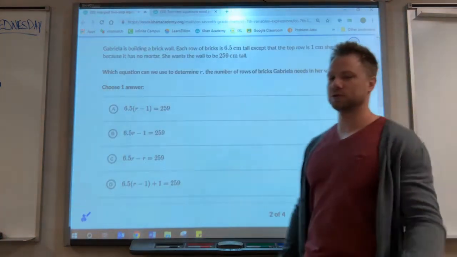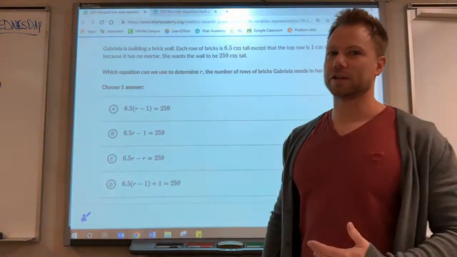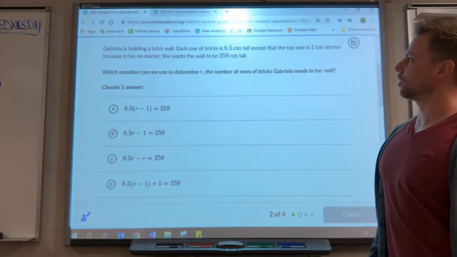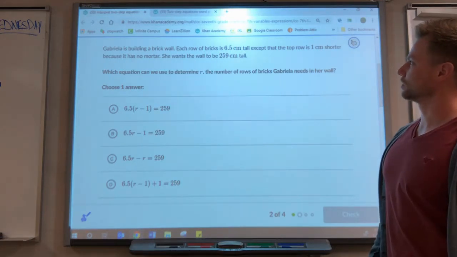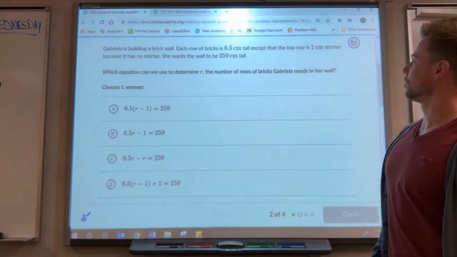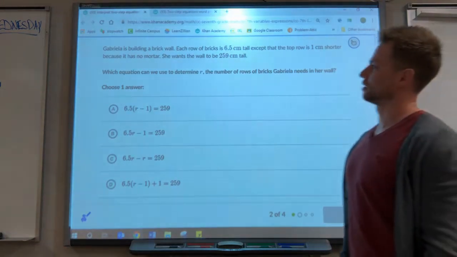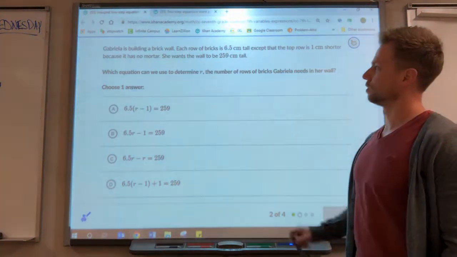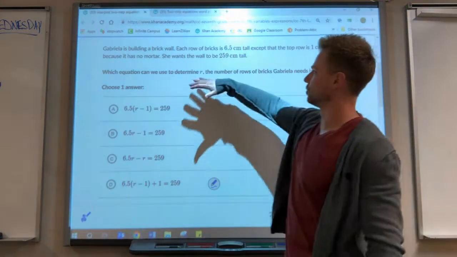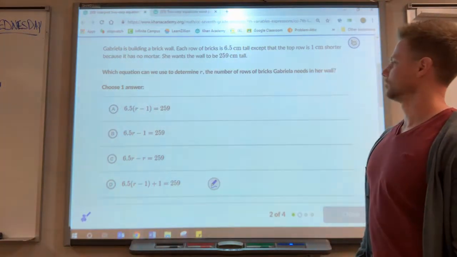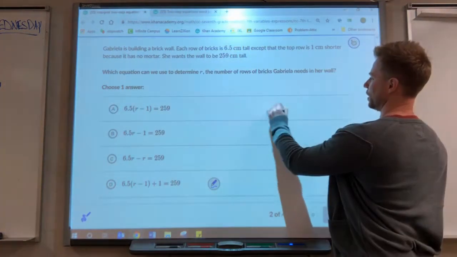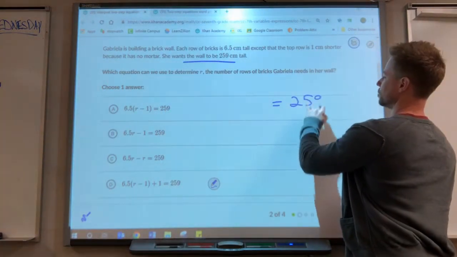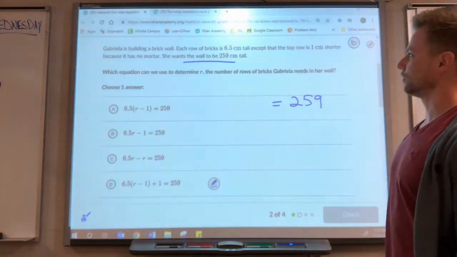Okay, so a lot of these problems you just have to read through and try and make logical sense out of what's happening, what makes sense. All right, Gabriella is building a brick wall. Each row of bricks is 6.5 centimeters tall, except that the top row is 1 centimeter shorter because it has no mortar. She wants the wall to be 259 centimeters tall. Okay, write an equation that can be used to determine R, the number of rows she needs in her wall. Okay, she wants the total to be 259, so that's what our equation will equal. It's going to equal 259.